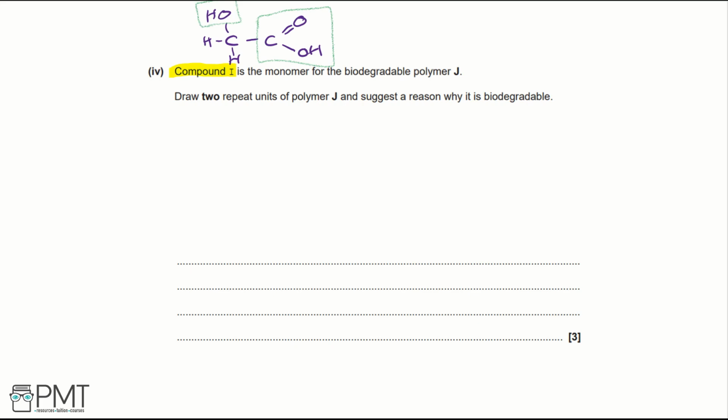Therefore, in our polymer, we would have an ester link. Here I'm just drawing what an ester link looks like. Then if we work backwards, the single O here, that comes from the alcohol group, and so will be attached to a carbon with 2 hydrogens.